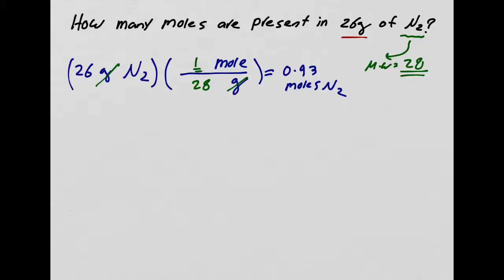Now, again, you have grams. You're going to go grams to moles. You know you need molecular weight. The grams cancel out. I have moles on top. I figure the molecular weight of N2 is 28. Molecular weight is always for 1 mole. Grams cancel out, moles. I'm good.